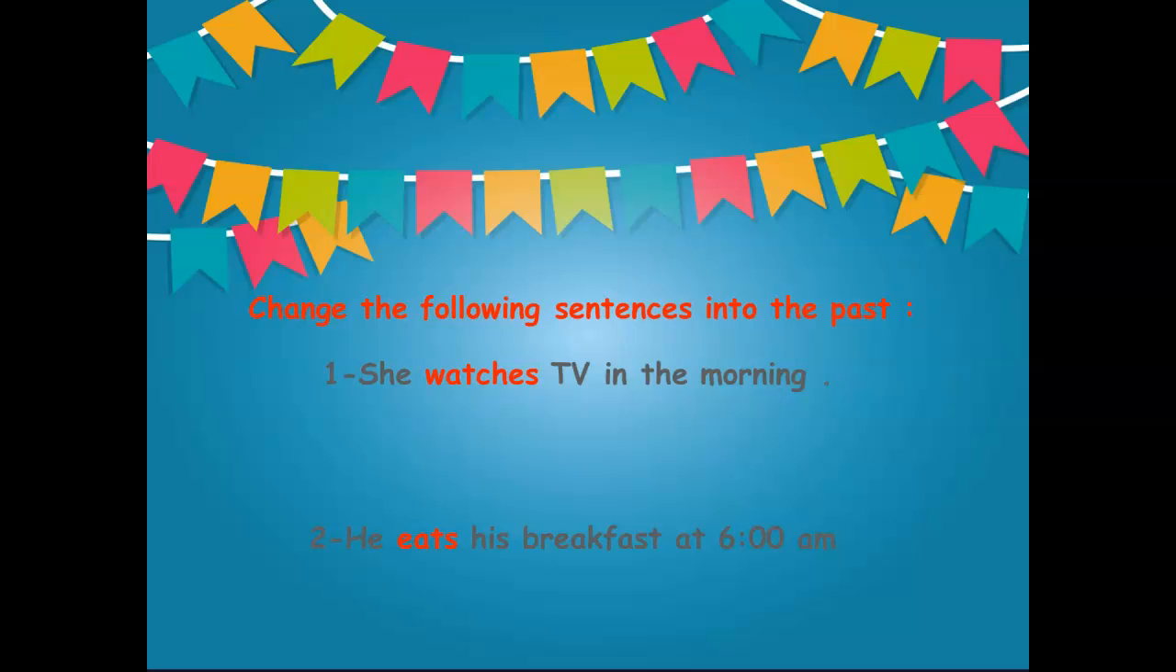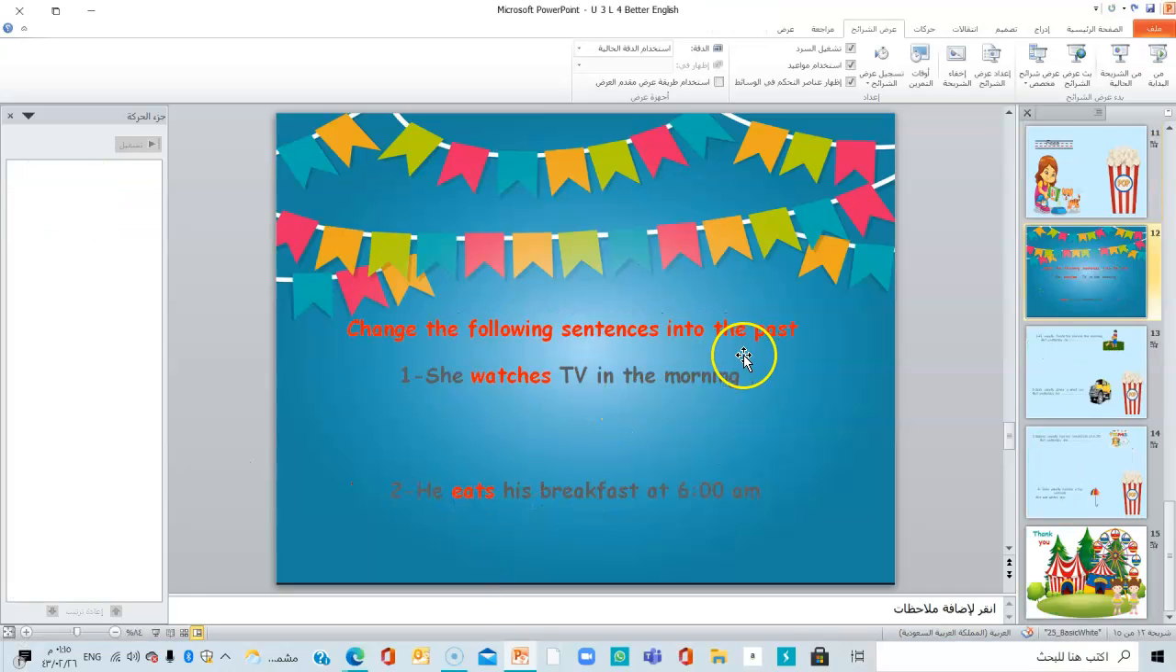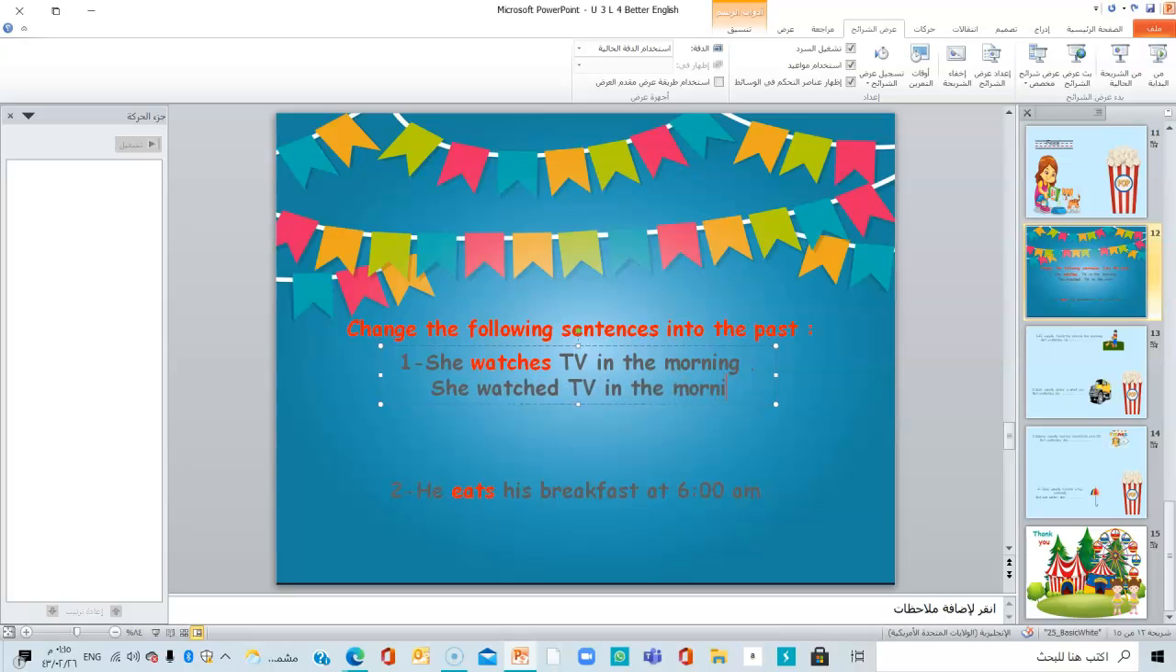Now, change the following sentences into the past. Number one, she watches TV in the morning. I have to change this sentence to the past. What is the verb? The verb is watches, okay? I will write she. What is the past of watch? Just adding ed, watched TV in the morning. So she watched TV in the morning.